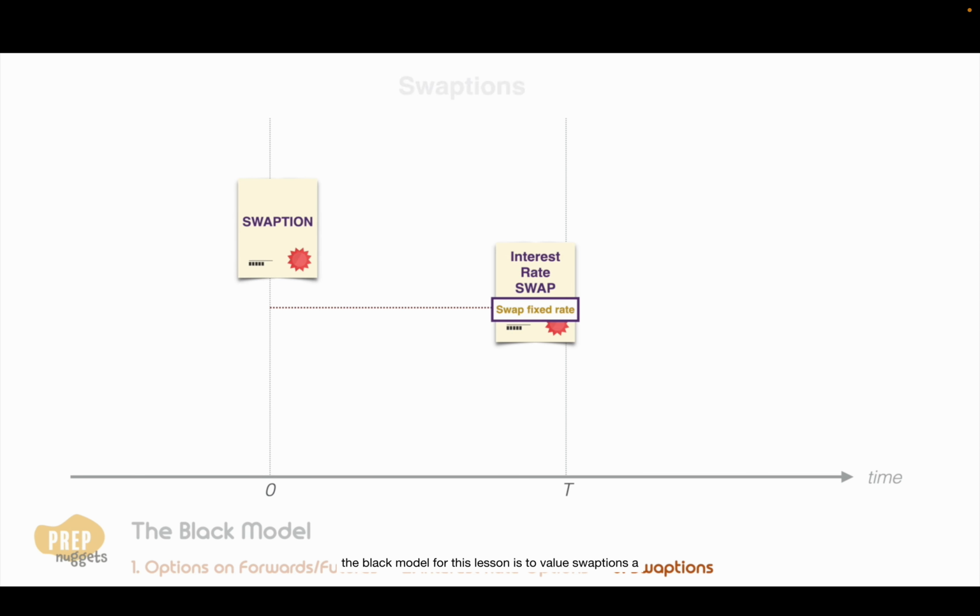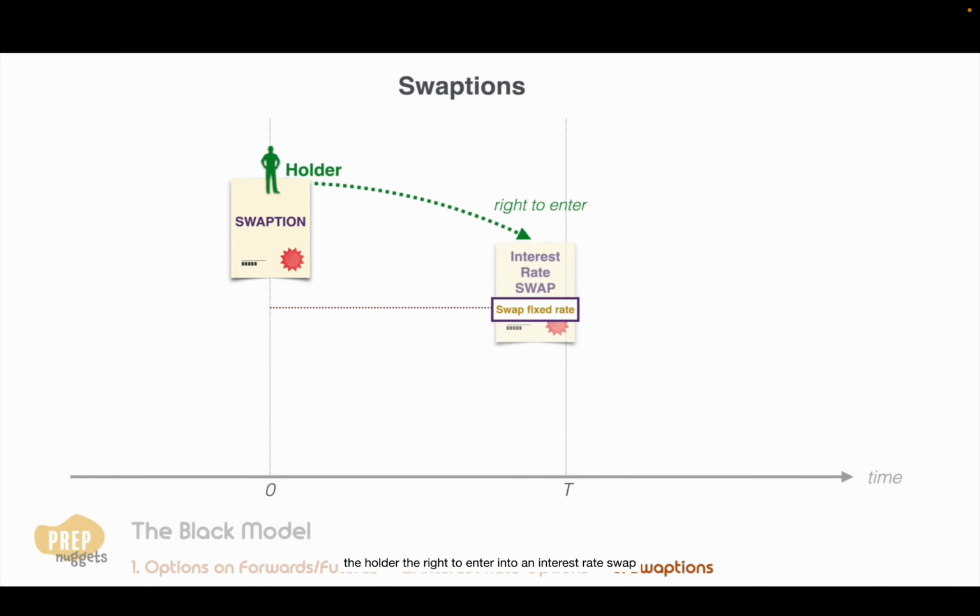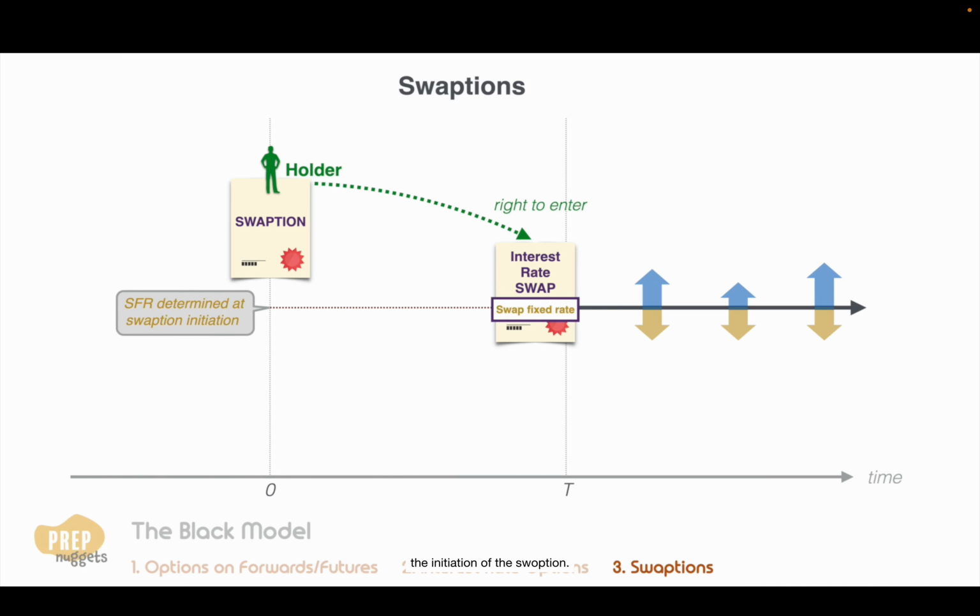Our third application of the Black model for this lesson is to value swaptions. A swaption is an option that gives the holder the right to enter into an interest rate swap in the future at rates that are determined at the initiation of the swaption. A payer swaption gives the holder the right to enter into the swap at some date in the future at a predetermined rate as the fixed rate payer. As interest rates increase, the payer swaption becomes more valuable as the right to take the pay fixed side of a swap becomes more valuable.